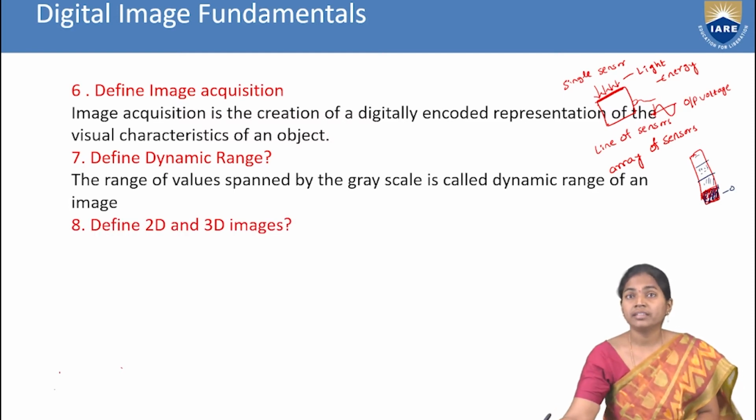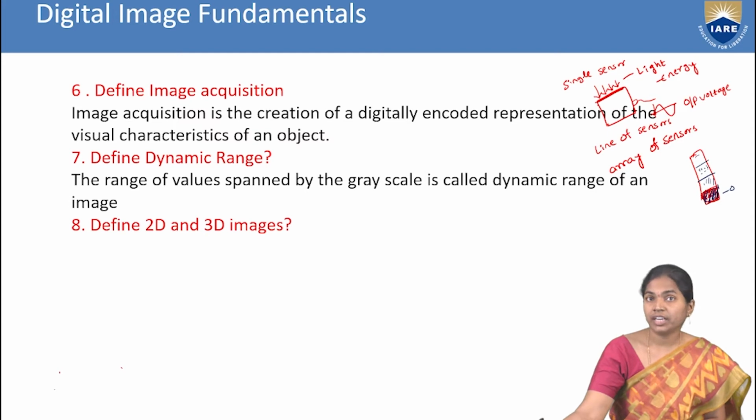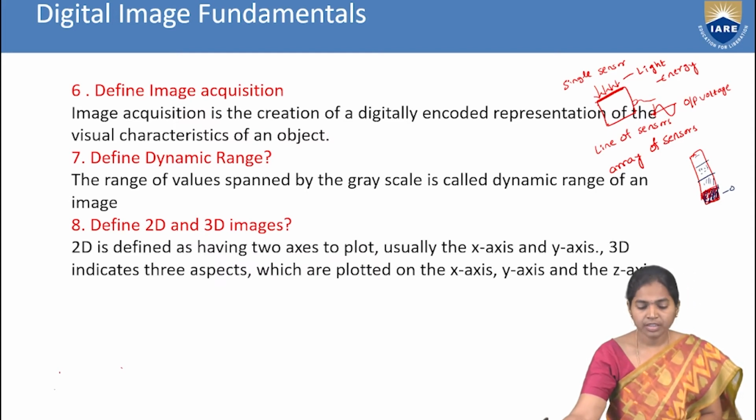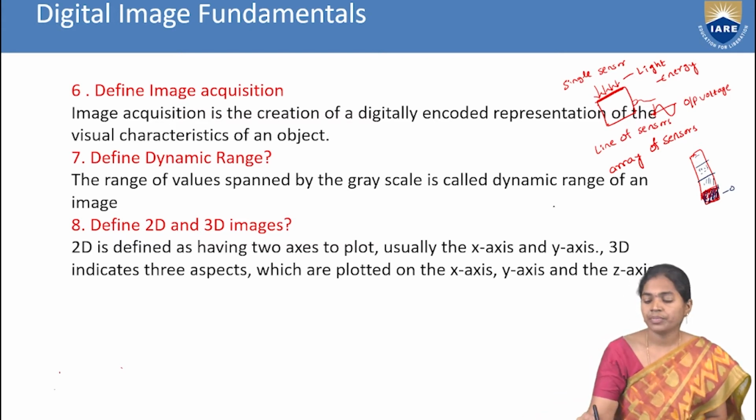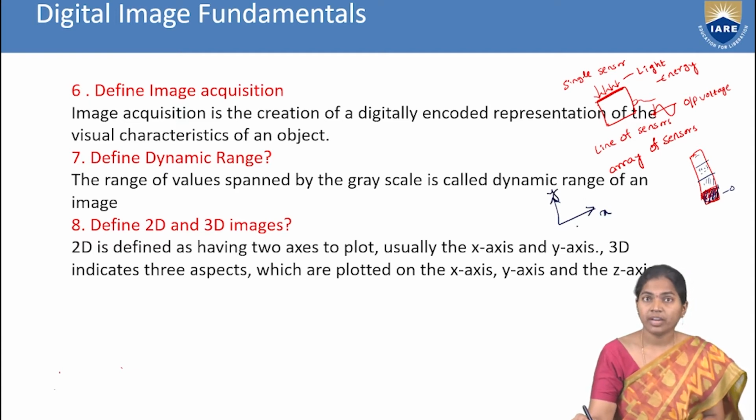And define 2D and 3D images. What is a 2D image? A 2D image gives the height and width of an image. When we go for 3D images, it gives the height, width and depth of an image. 2D defines two axes, the x and y axes, so a 2D image gives the height and width of the image.